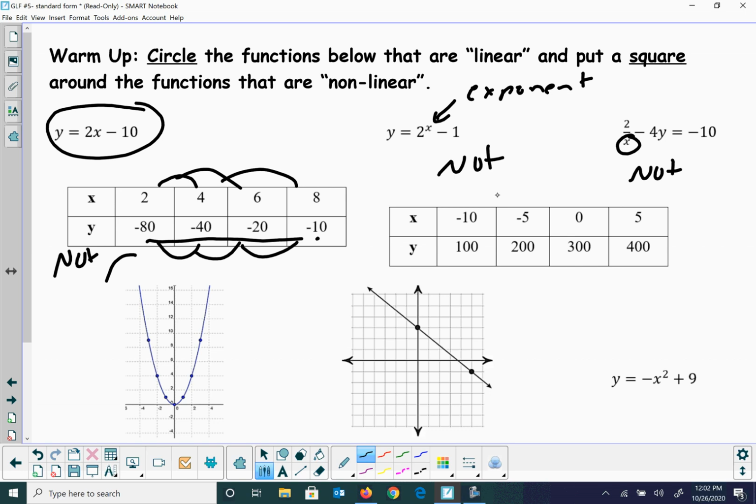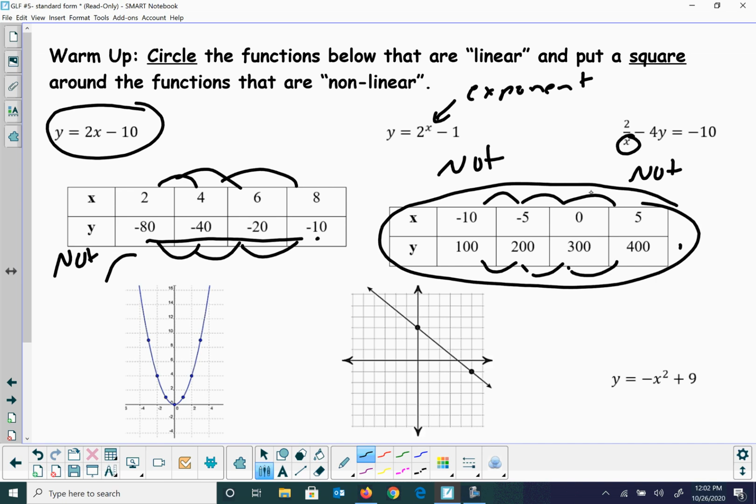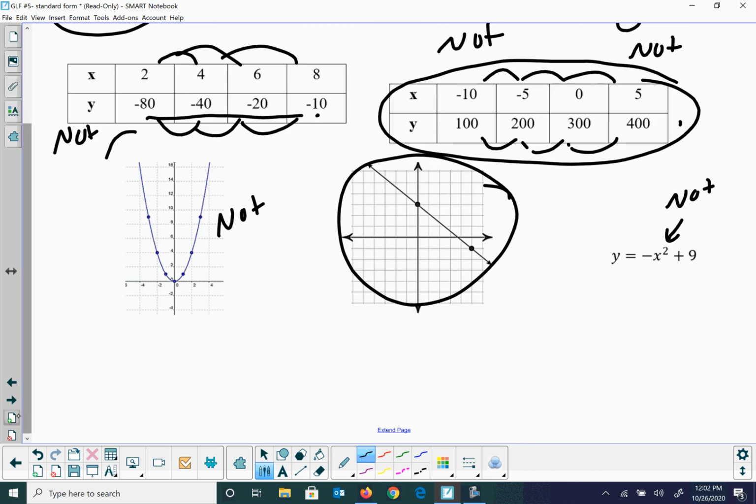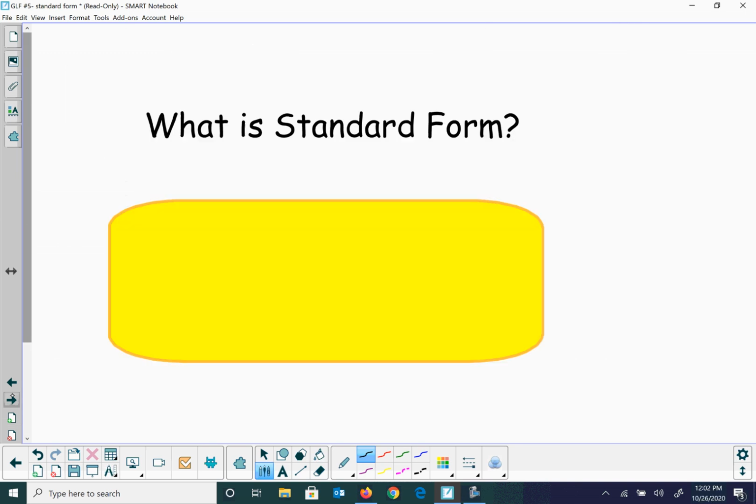Let's see this next one. I'm adding 5 each time. That's fine. I'm adding 100 each time. Yep, those both grow nicely, so that is linear. This is not because it makes a parabola. This is linear because it doesn't. And being I have x squared, that means it's not linear because it's raised to the second power. The x or the y are raised to the second power.